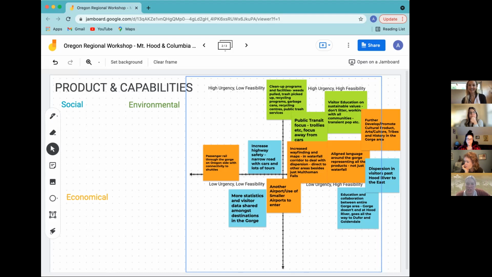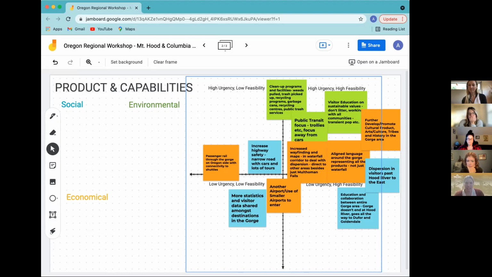We also talked about visitor education, as well as transient community education on littering and keeping our areas clean. We talked a lot about public transit and cars and rail and trolleys and what is the best solution for the whole Gorge region. This highway was historically developed as a car tourism mode of getting through the Gorge, and now all of our cars are bigger and our desire to travel is larger, and so many more of us are on that road.